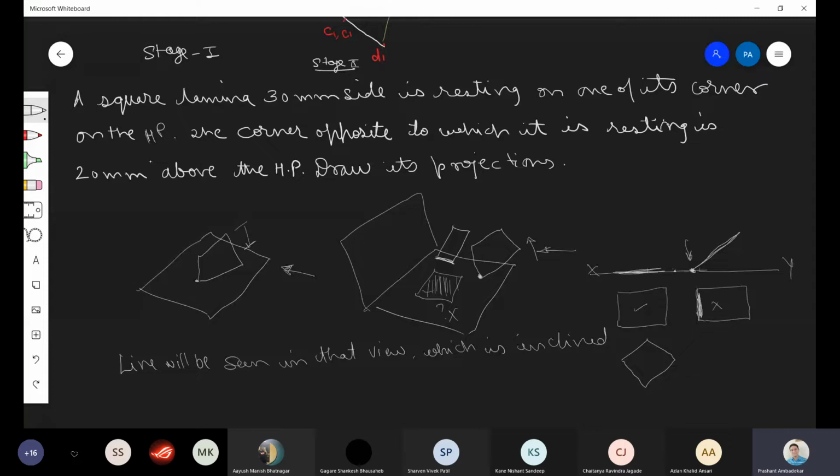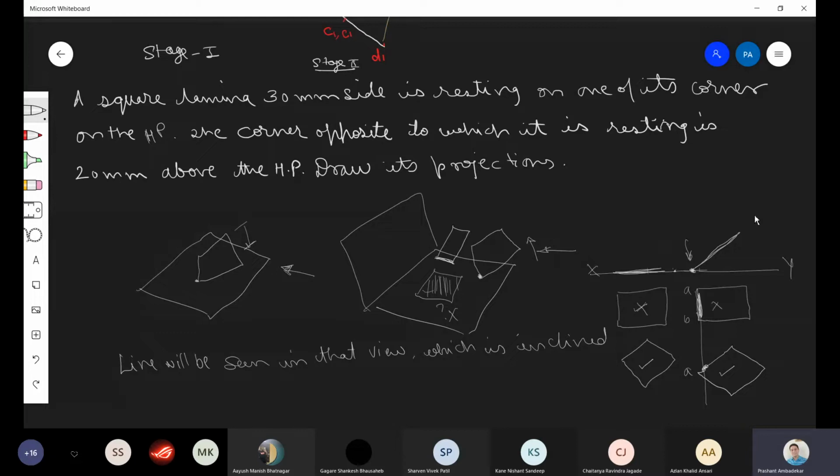What we want is that when it is inclined, it should be inclined such that it is resting on one of its corners on the HP. So this point should be a corner. We do not want A, B here. We want only A here. So it should be drawn like this. It means the initial position will be like this and the final position will be like this, and this will not work. Now we have understood that it is inclined to the HP.